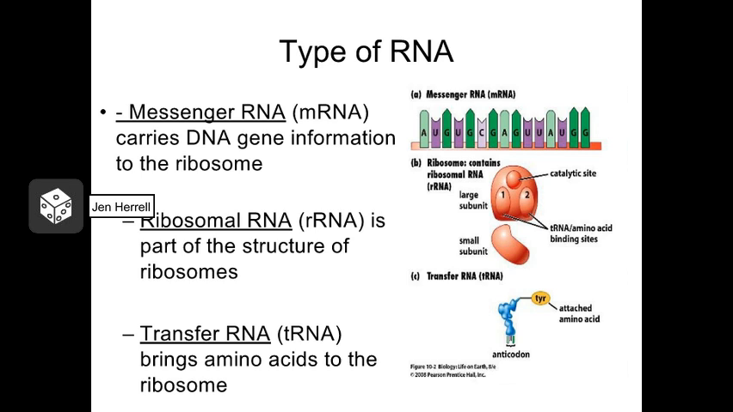Ribosomal RNA, or rRNA, is complexed together with other proteins to make the ribosome. The ribosome consists of two subunits, a large subunit and a small subunit that fit together. The ribosome, if you remember, is the chef in our analogy. So it's actually going to read the mRNA and it's going to use that information to build a protein. We'll see how it does this later.